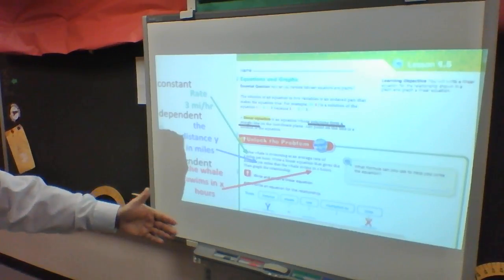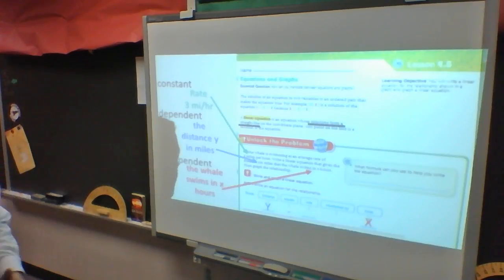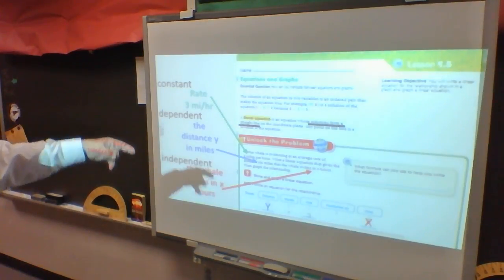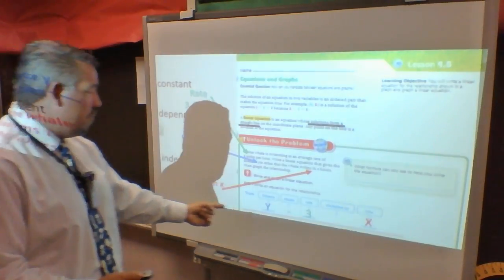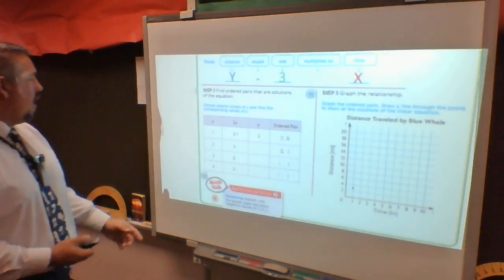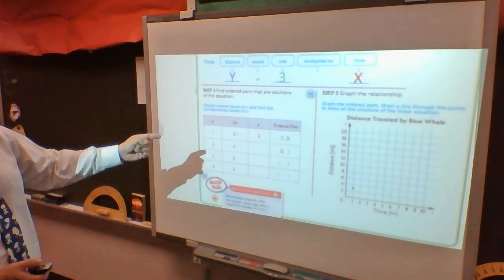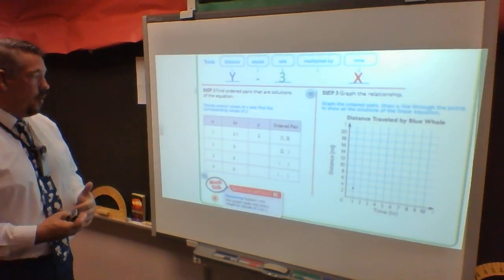My time is my independent variable, my x, and then my constant is going to be my rate of 3. So I know that this is going to be my formula. When I look at that formula, I can see that I can fill in my chart, and when I fill in my chart, we look at all sorts of different parts.